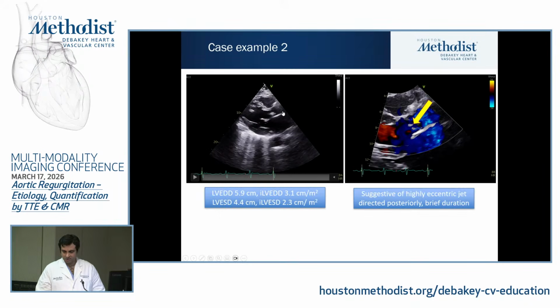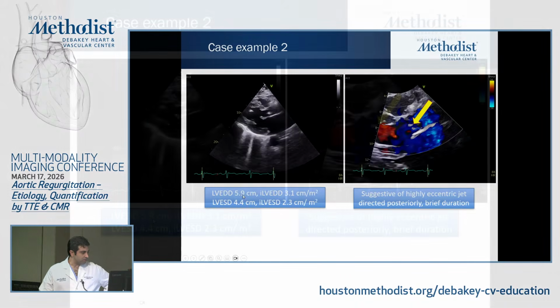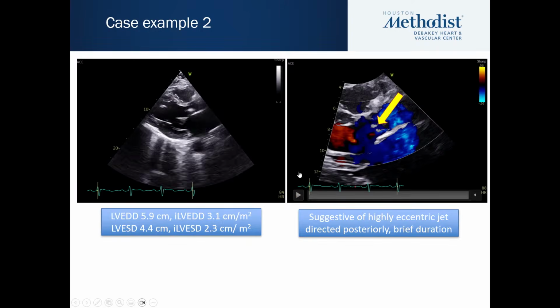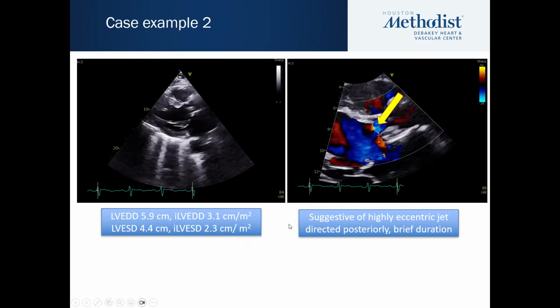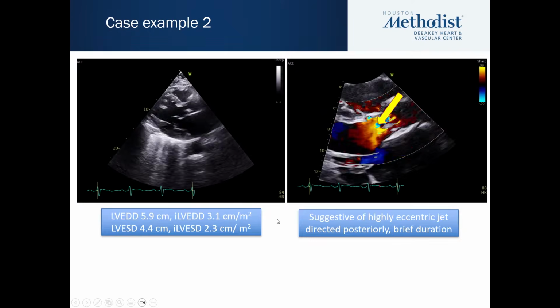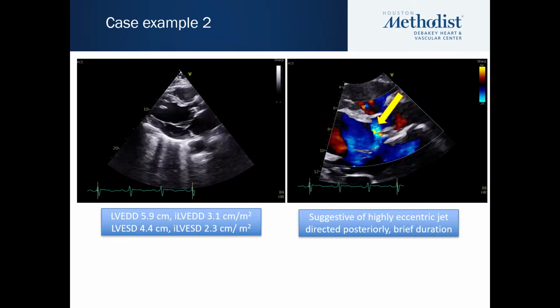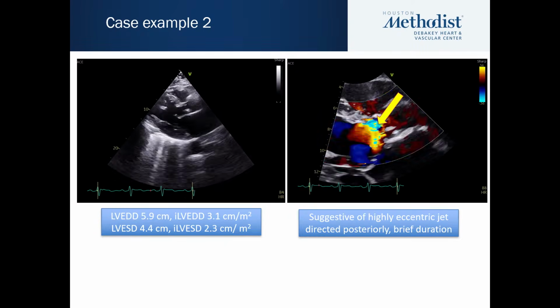So these are some case examples that highlight some of the issues with just eyeballing it, essentially. So this person has 5.9 centimeters, so mildly dilated, and then here's his AR jet. Here's hers, or his or hers, I can't remember. So first of all, what do you guys think is wrong or could be improved with this acquisition?